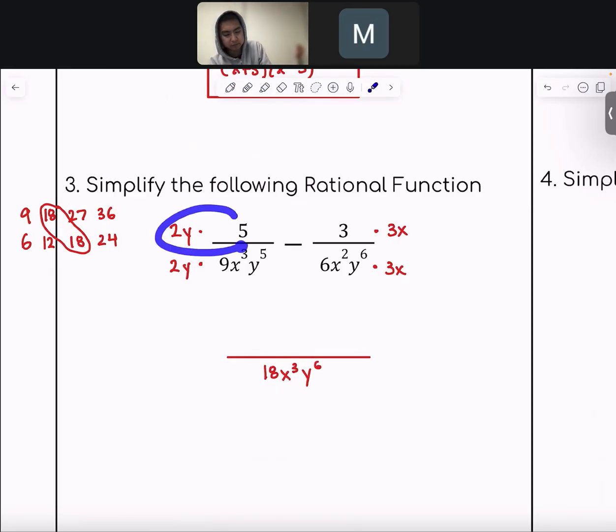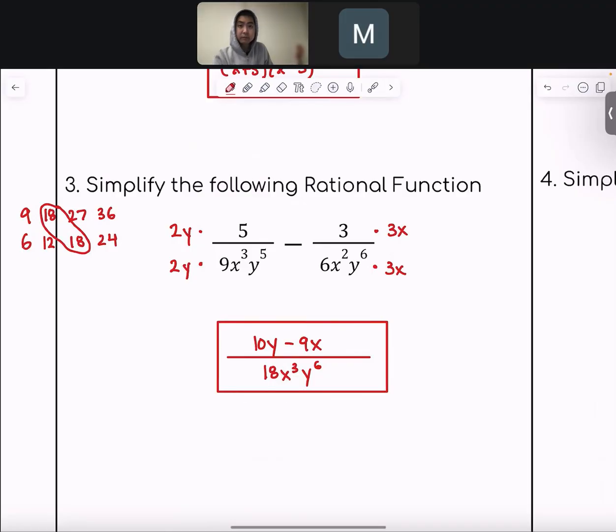And then you just simplify the tops. 2y times 5 is 10y. And then 3 times 3x is minus 9x. And there you have that.